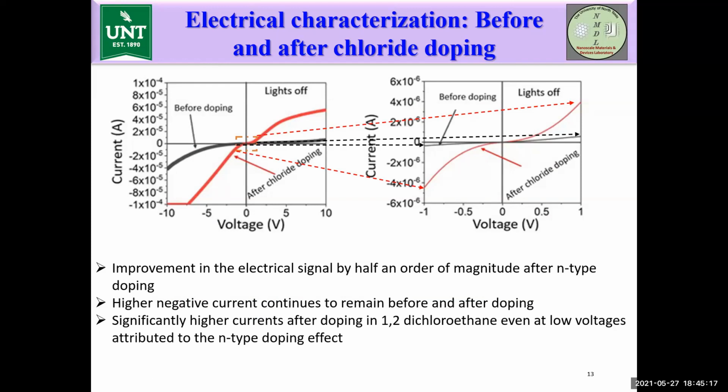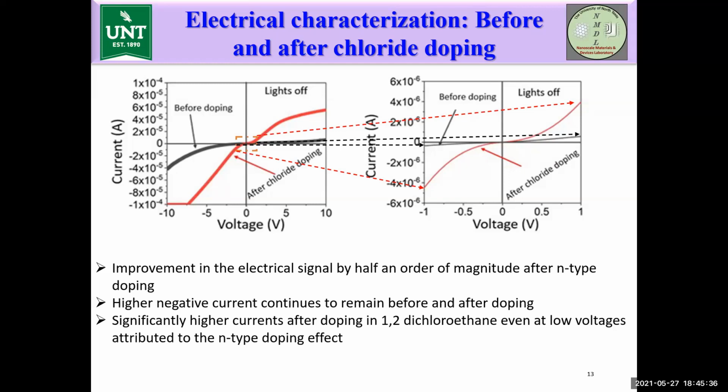And as you can see, there is a significant improvement in the electrical signal, at least by half an order of magnitude, after doping by 1,2-dichloroethane, that is N-type doping. And also the trend of higher negative current continues to remain before and after doping.